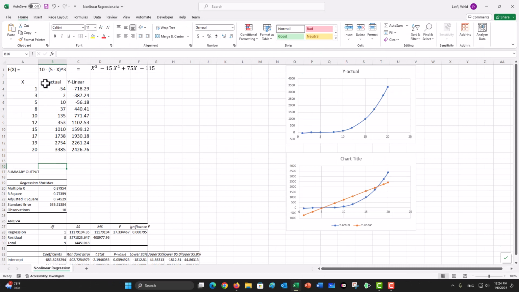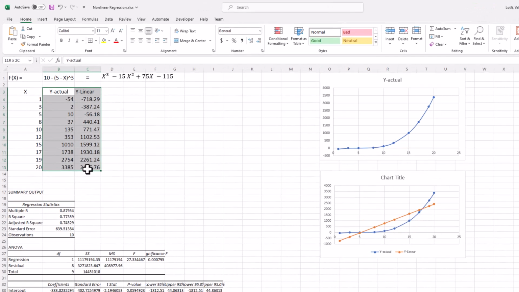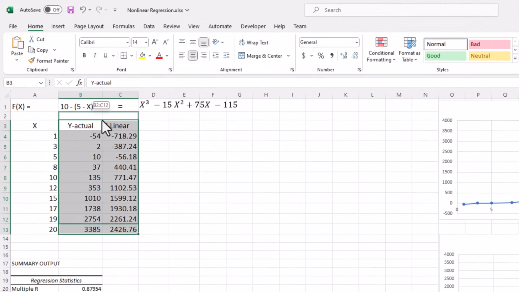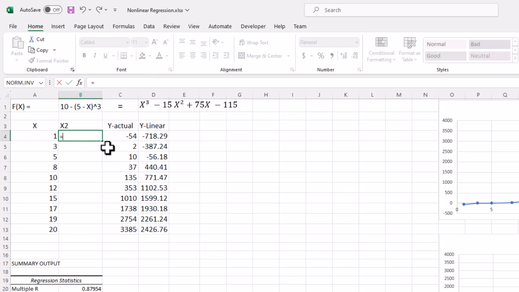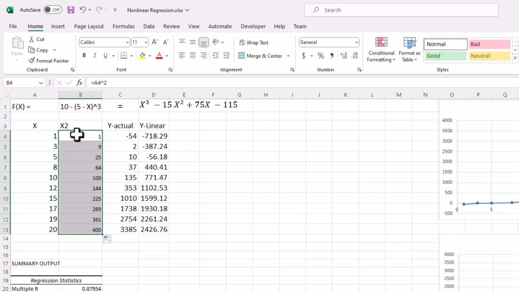I'm going to move these two columns one column to the right, to make space for x squared, because that's going to be the x squared values. So the x squared values will take this, raise it to the power of 2, and copy the formula, and now I have my x squared values.